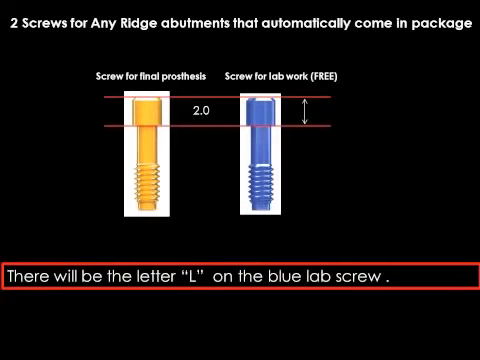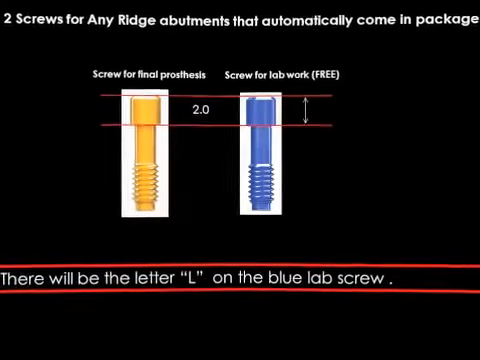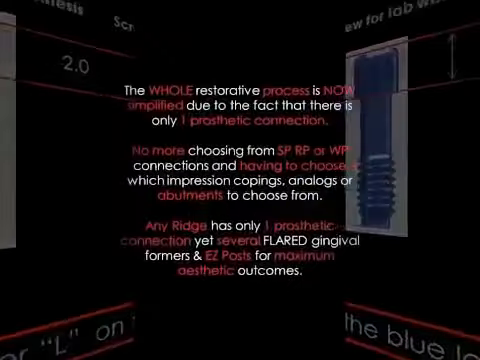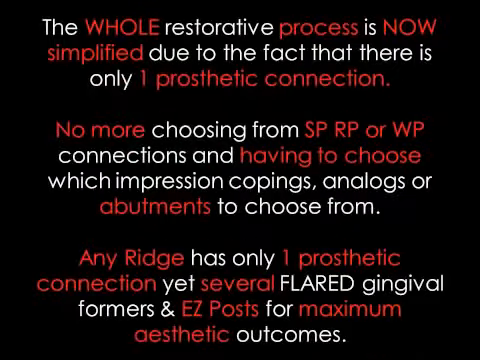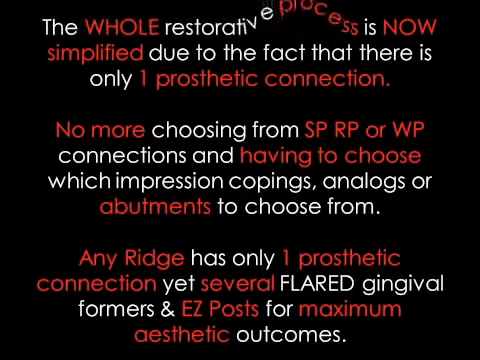The really nice thing about all of our abutments, your final abutments, they come with a lab screw that's thrown in there for free. The lab screw is blue. Your gold screw is your final screw, so you keep that, send your lab screw with your case to the lab, and they use that for the lab fabrication portion.